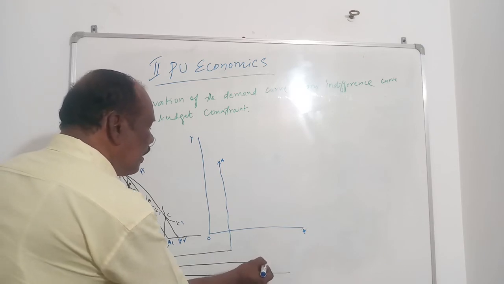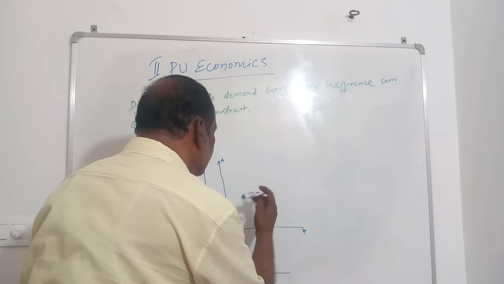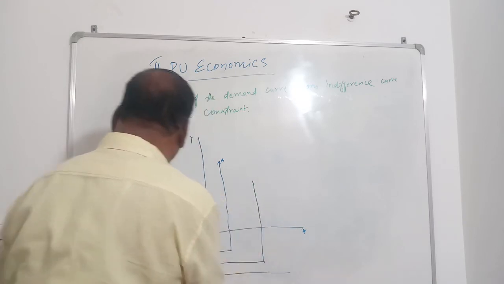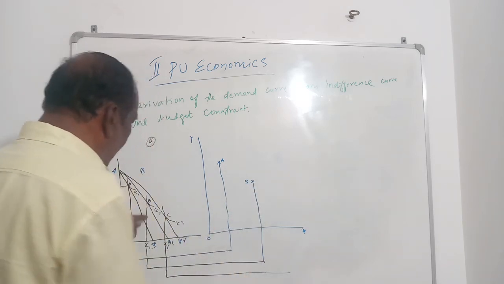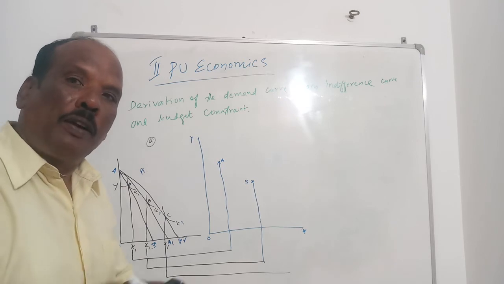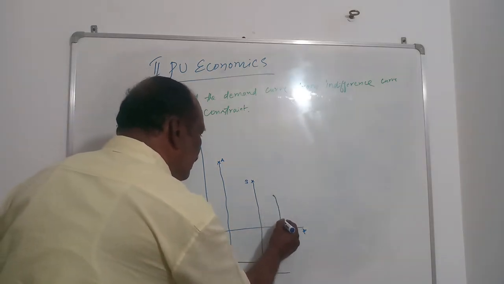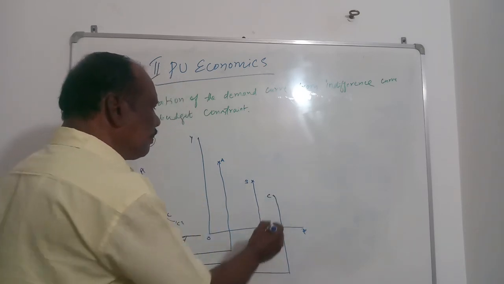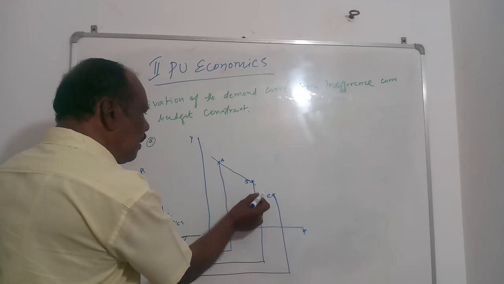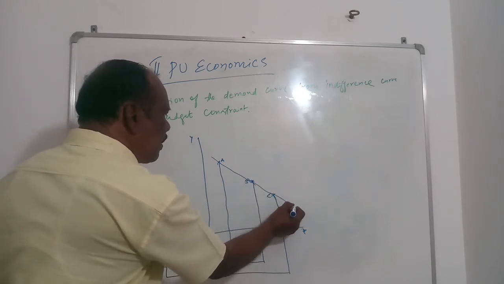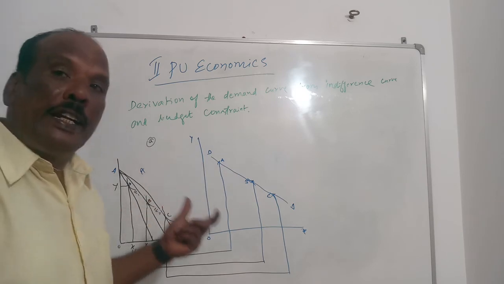Say this is point B, and again the price falls and the demand for the commodity increases, and that is plotted here as C. Join all these points. This is the demand curve. You will get the demand curve like this. We have derived the demand curve using the indifference curve technique.